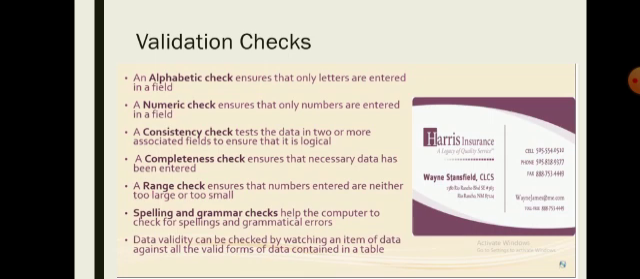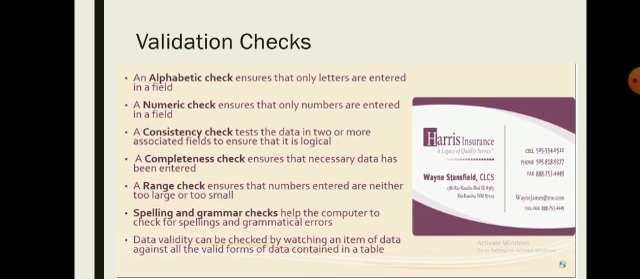Okay, so these are verification and validation. In verification, we have covered two terms: the source code documentation, which is step one, and second is your double entry method. In validation, there are the checks: alphabetic check, numeric check, consistency check, completeness check, range check, spelling and grammar check, and table lookup. Okay, so this is about today's lecture.